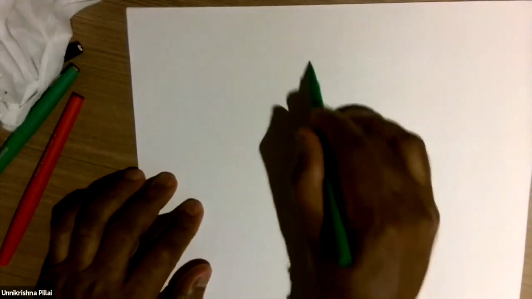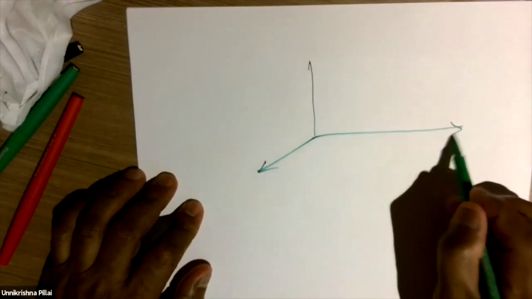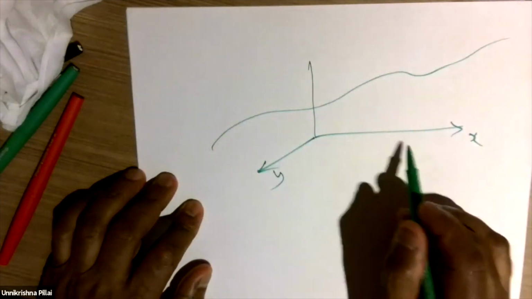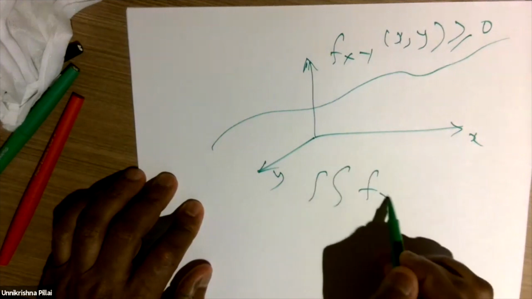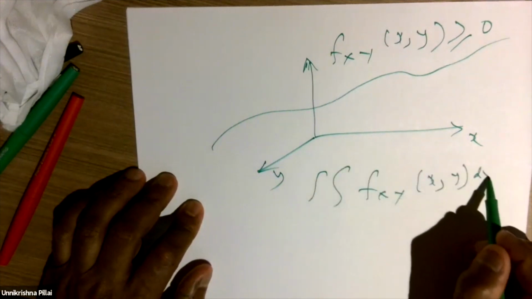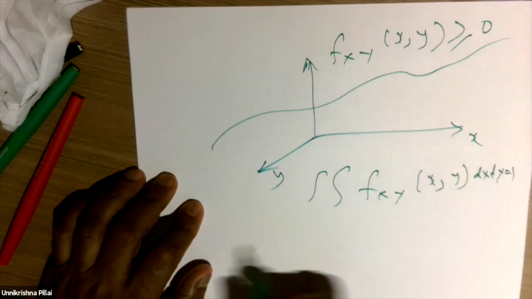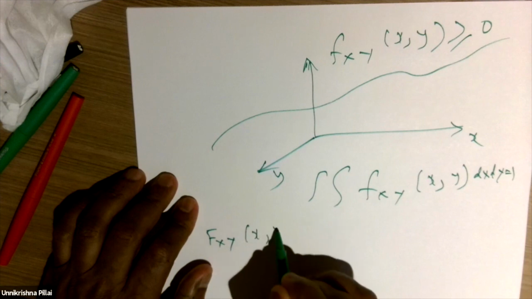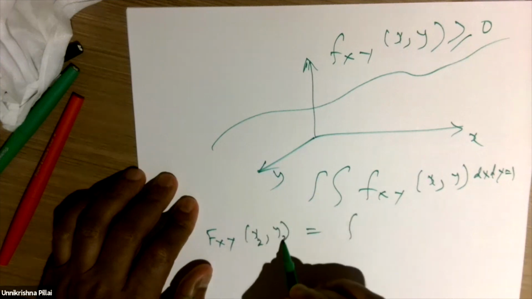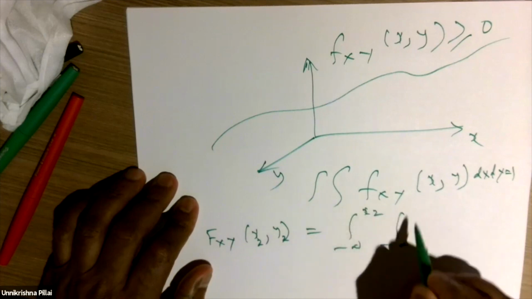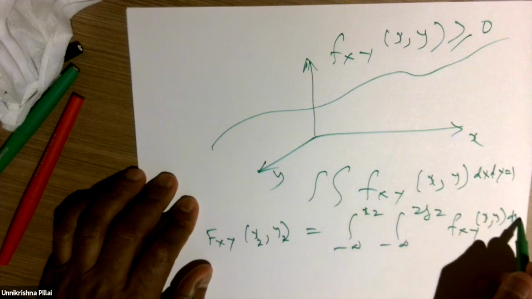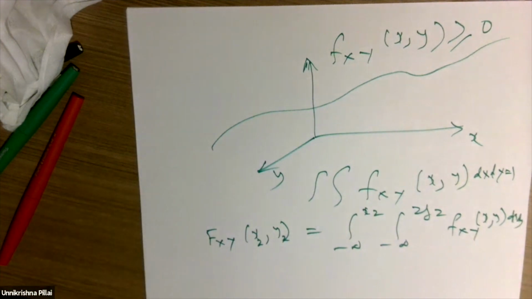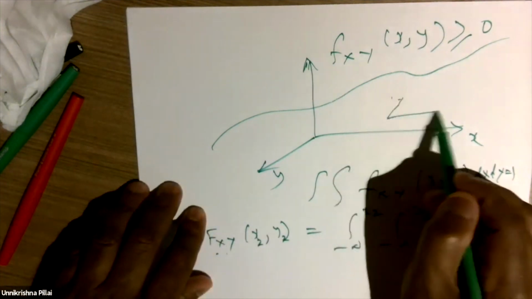So let me summarize. It's a two-dimensional function. You have x, you have y, and the function lives here. This is fxy, x comma y. It's a non-negative function. The area under the function is one. And we also had Fxy(x2, y2) as the integral from minus infinity to x2, minus infinity to y2, of fxy(x, y) dx dy. So if you go back, remember I had four terms like this, x2 comma y1, x1 comma y1, to compute the probability in this region.